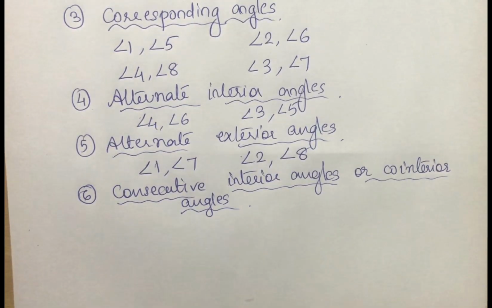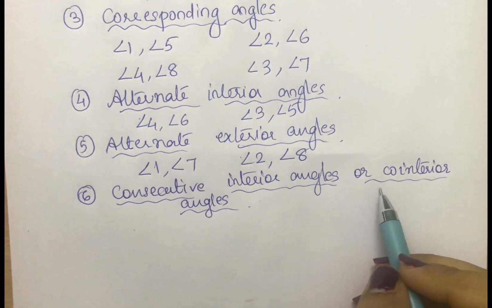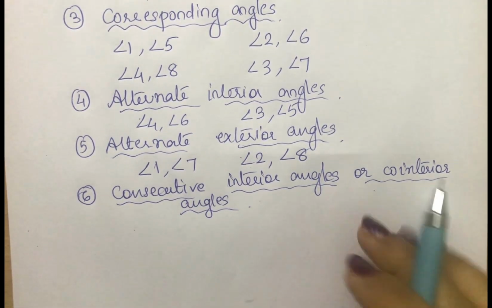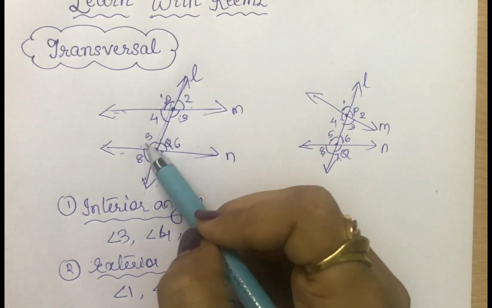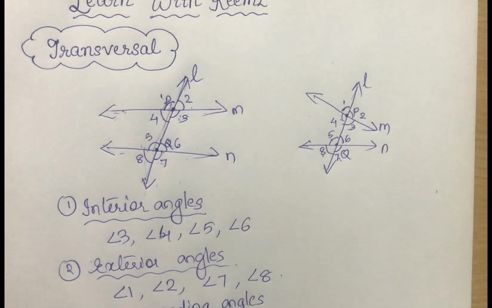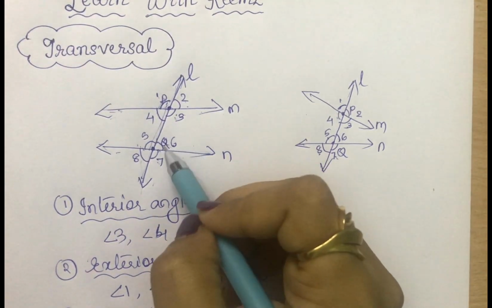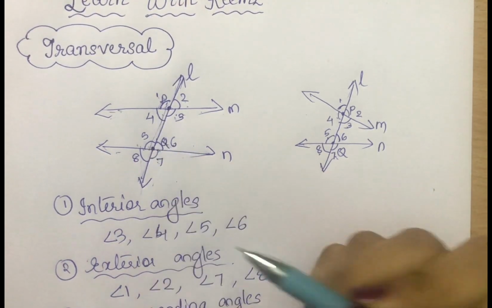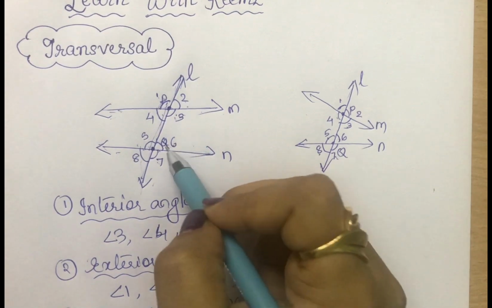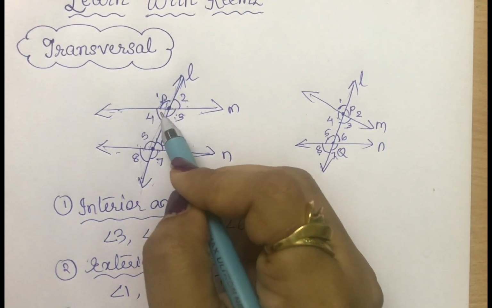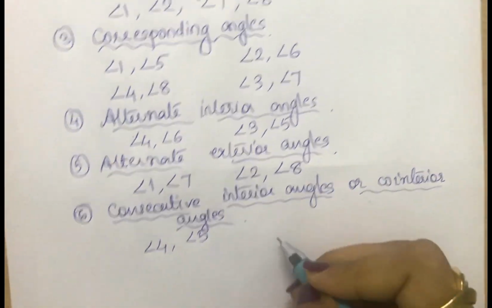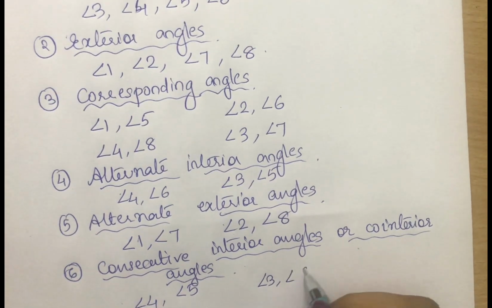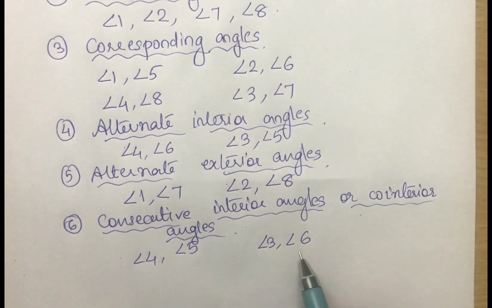The next set of angles are consecutive interior angles or co-interior angles. So these are the angles formed on the same side of the transversal, that is 4 and 5 and 3 and 6, that are also interior angles. So angle 4 and angle 5, then angle 3 and angle 6. These are the consecutive interior angles or the co-interior angles.